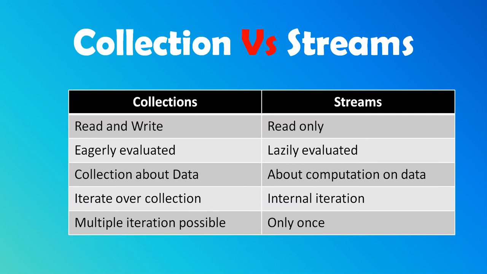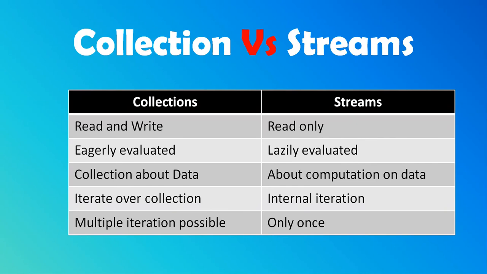But in the streams, you can only read the data. You can iterate the data. The way you can iterate it might be different, but streams can only read the data. So collections are eagerly evaluated, but streams are lazily evaluated. The reason is that once the data is iterated, we are doing some intermediate methods to transform the data into a different set of data, or we are putting some filter.